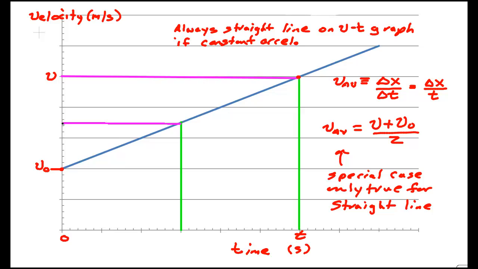I almost got it right, at least close. Not quite right, a little low here. But my point is that there's where the average is, halfway between v naught and v, because this graph went up straight with a constant acceleration. Had it been any other type of graph, it wouldn't work.